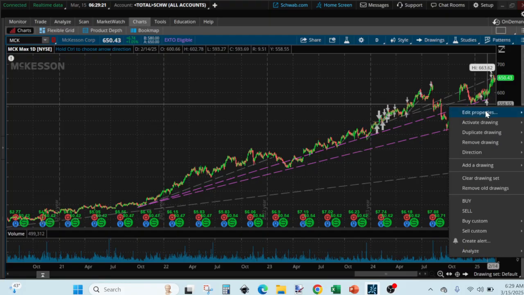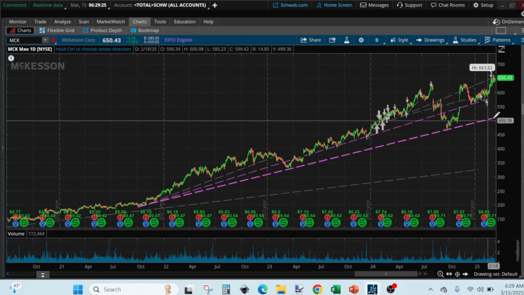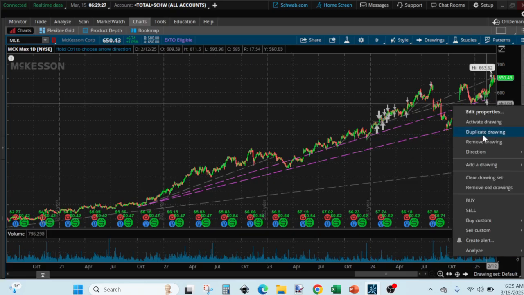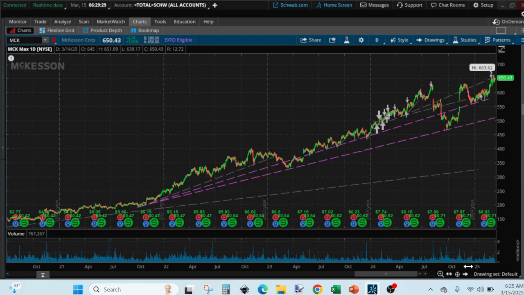We bought it, and let me take that arrow out of there. Let's change it to a line. So we bought it, and it went up to create a new high. So let's talk about the exit point. At the exit point, before we sold it, we thought about what happened after it reached a new high.